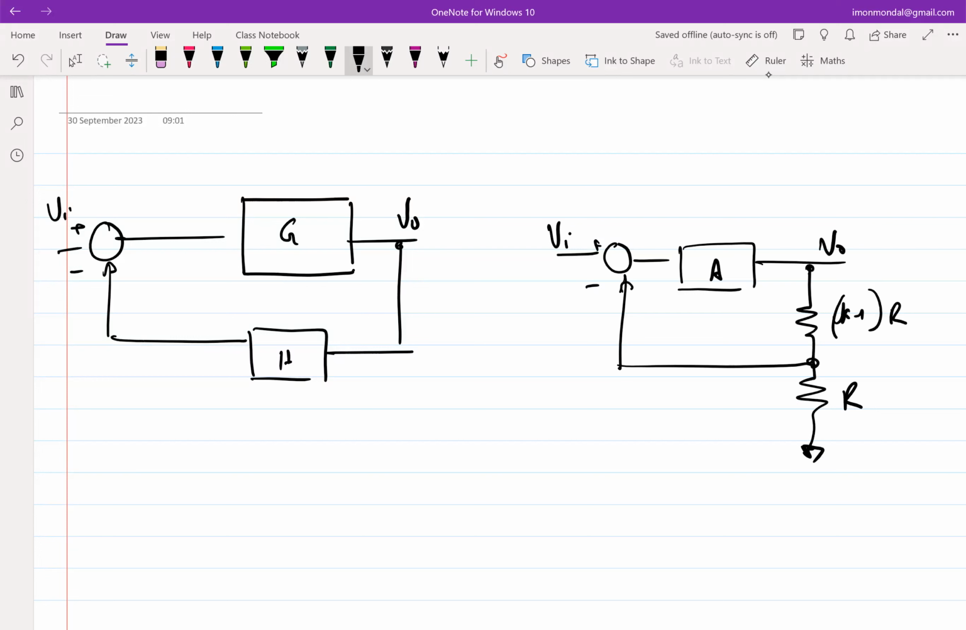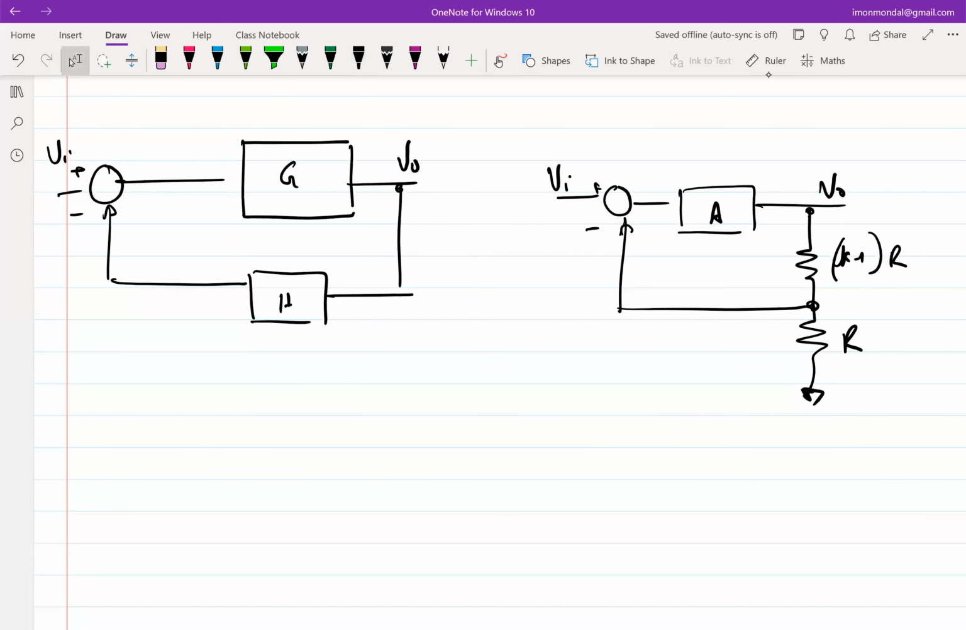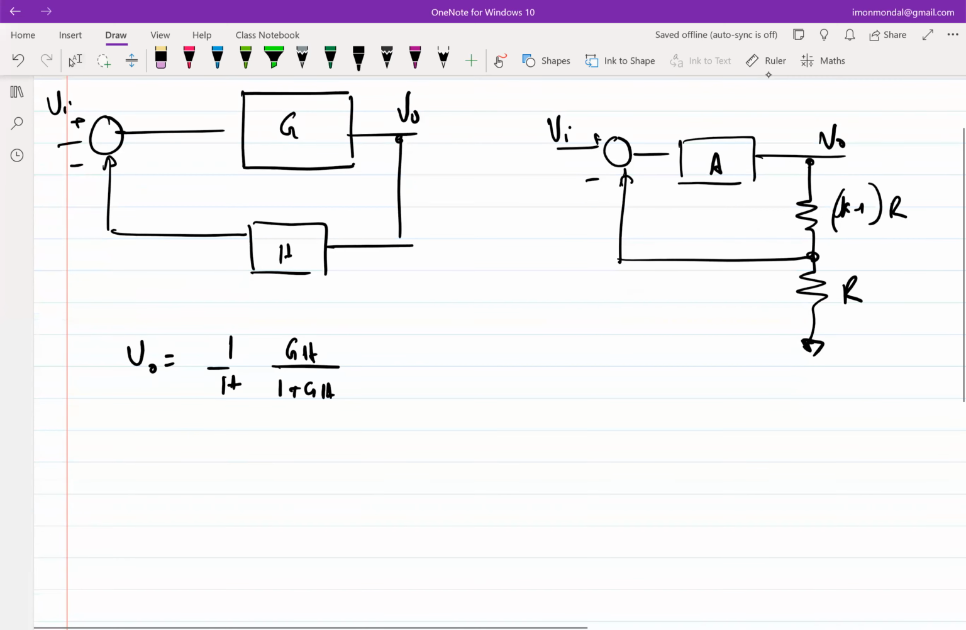Okay, so now if I have to draw an analogy between the stuff on the left and the stuff on the right, and given that I know that V naught is 1 over H times GH by 1 plus GH, or more popularly, equally popularly abbreviated as L by 1 plus L. Okay.